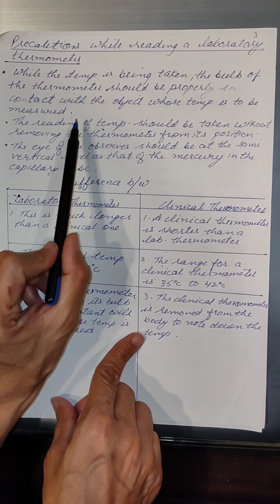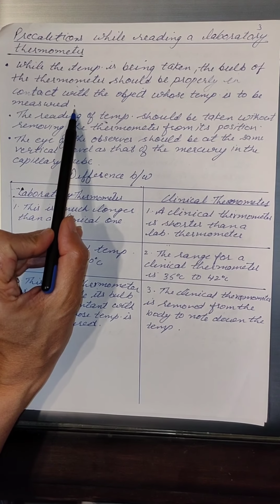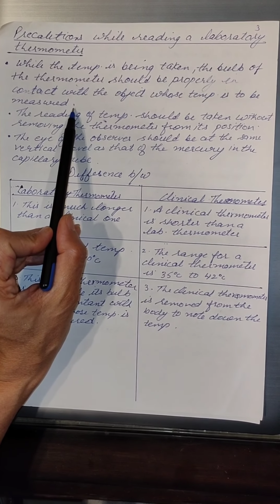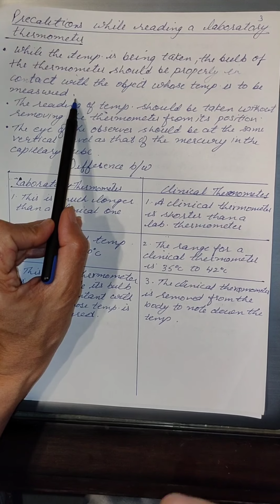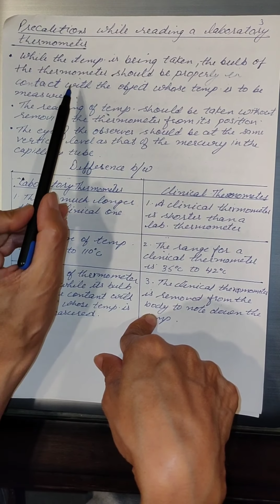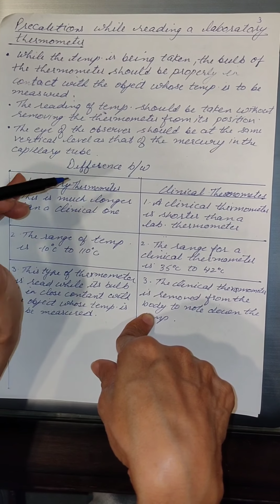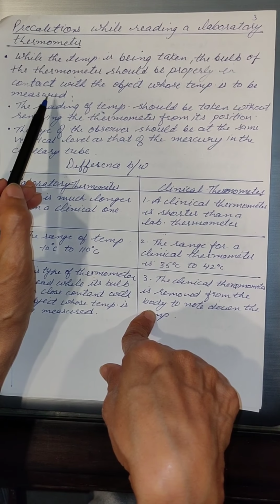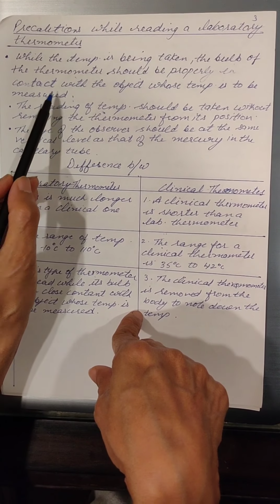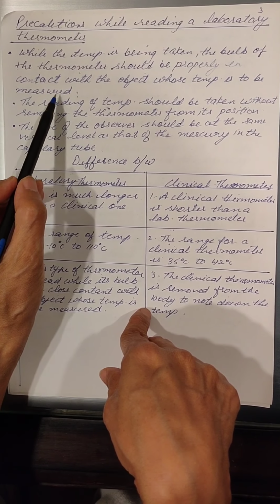If we talk about the clinical thermometer, how do we take the reading? First, we put the thermometer in the mouth, and for taking the reading, we take the thermometer out of the mouth and read it. But in case of the laboratory thermometer, we have to put the thermometer in contact with the object. If we take the thermometer out of the object, we will not get the proper reading. So the thermometer should be in contact with the object.